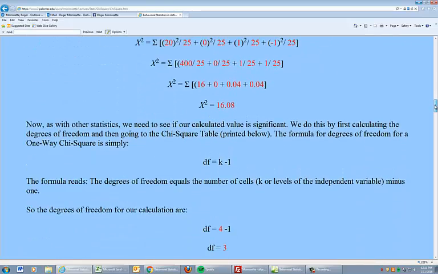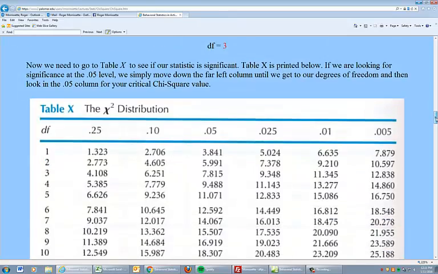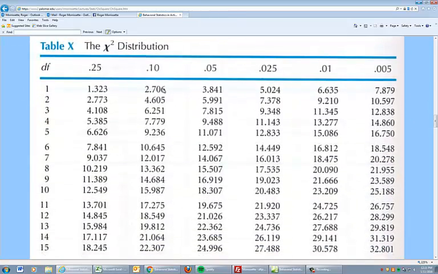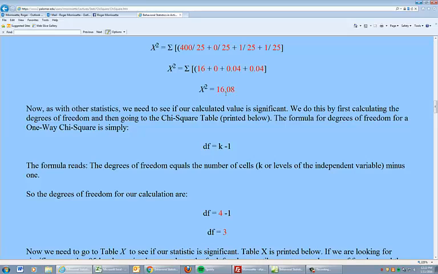Now we want to see if it's significant. In order to see if it's significant, we need a degrees of freedom value, which is k minus 1. K in this case is the number of cells. We had 4 cells. 4 minus 1 is 3. We'll assume we're going to find significance at 0.05. Degrees of freedom at 3, we just calculated, means we have a critical chi-square value of 7.815. Does ours surpass that? Yes, it does. So this chi-square is significant. We can reject the null hypothesis. There is a significance between family income and spanking.